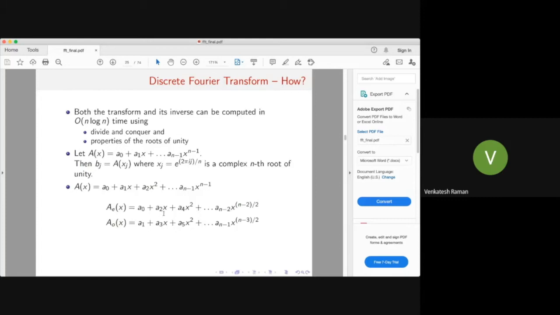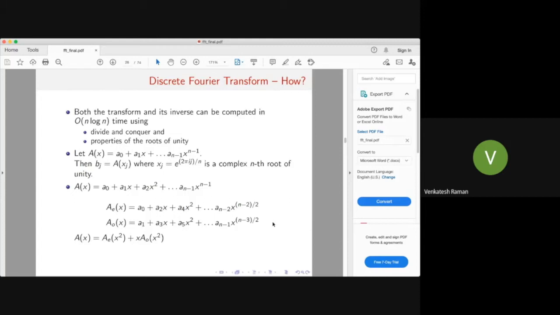a0 and a2x. I'm not putting a2x square, just a2x, a4x square, and so on and so forth. And then take the odd coefficients of this polynomial, a1 plus a3x plus a5x square. Then it's not very hard to see that this polynomial A(x) is nothing but Ae evaluated at x square plus x times Ao evaluated at x square. Okay, so what have we done?